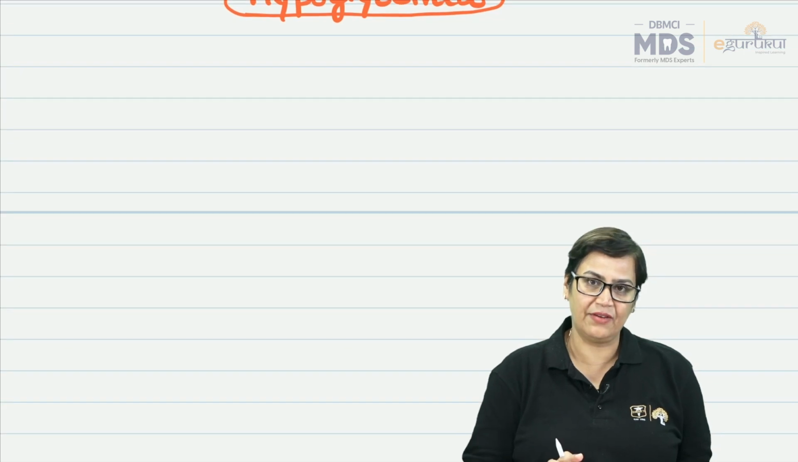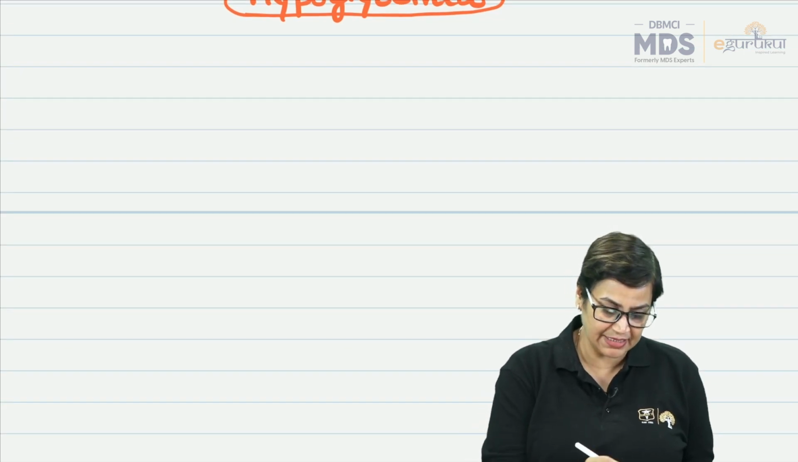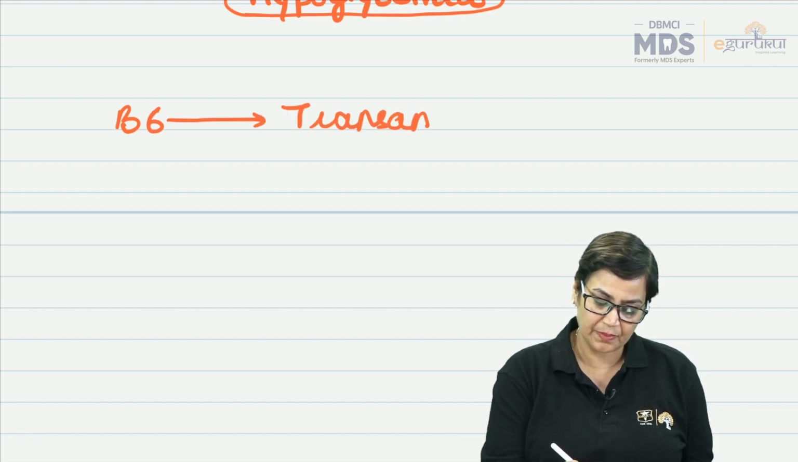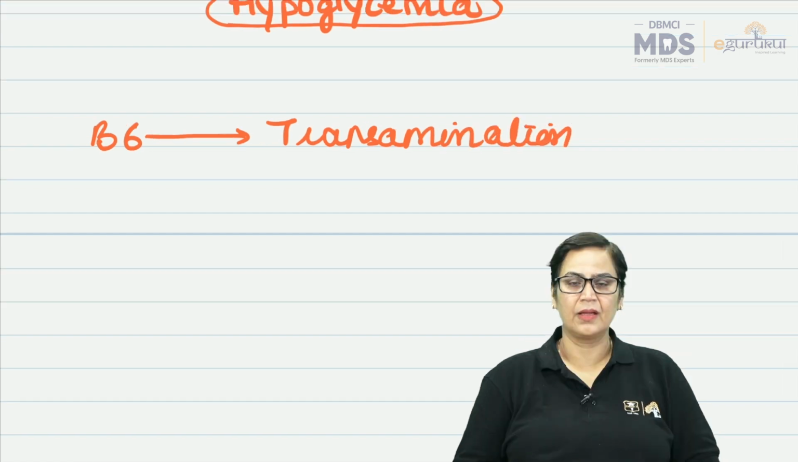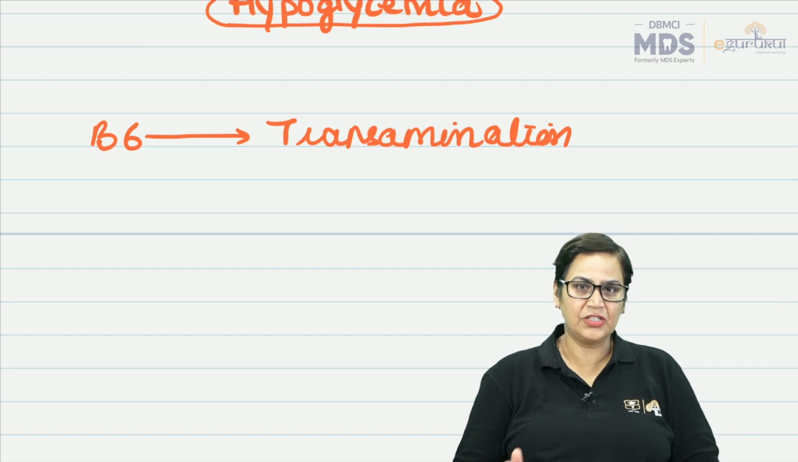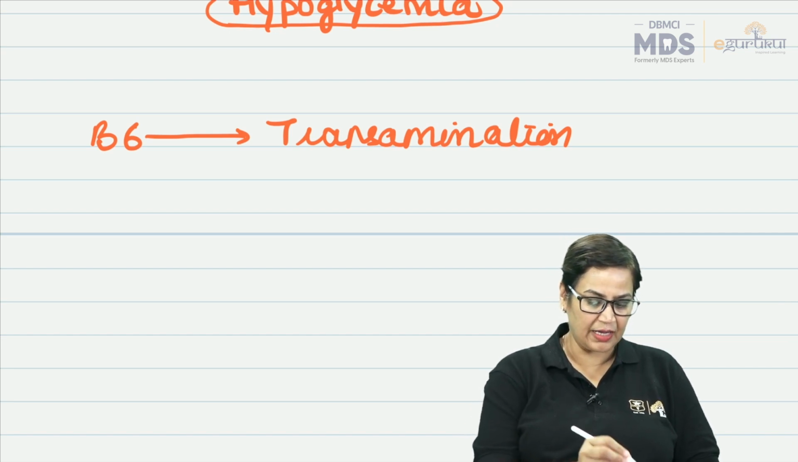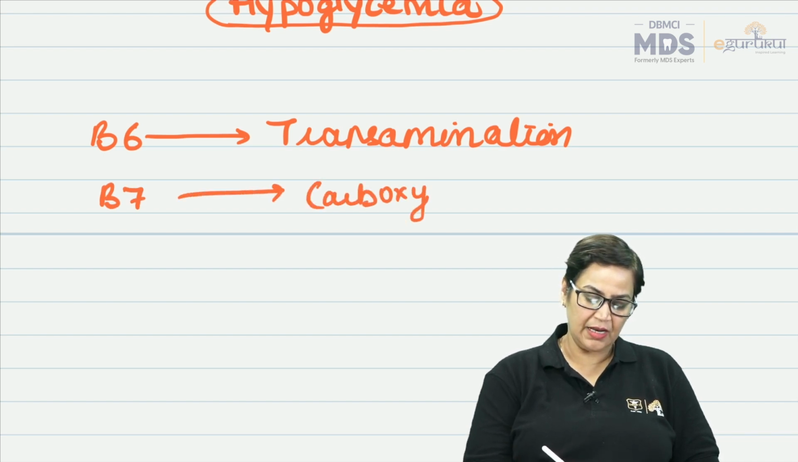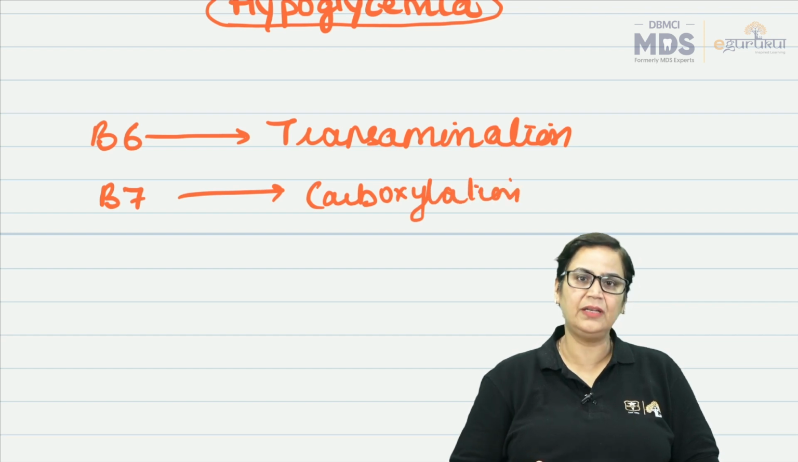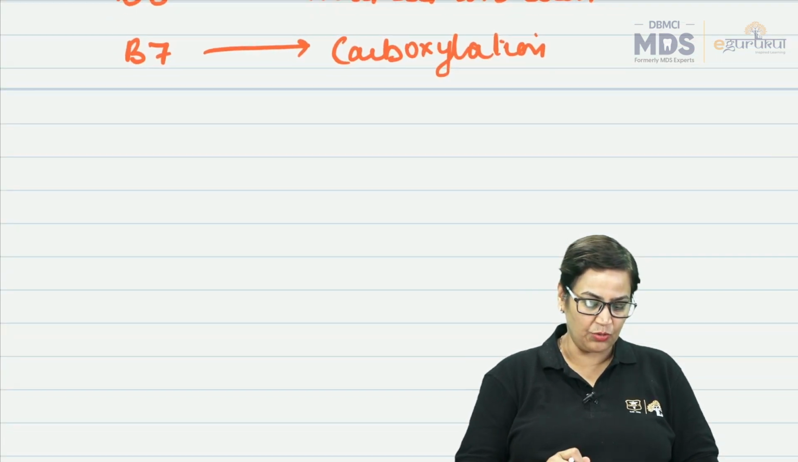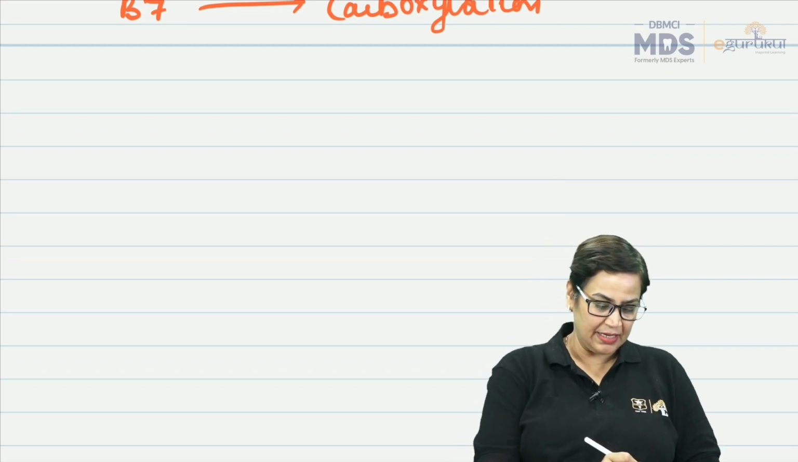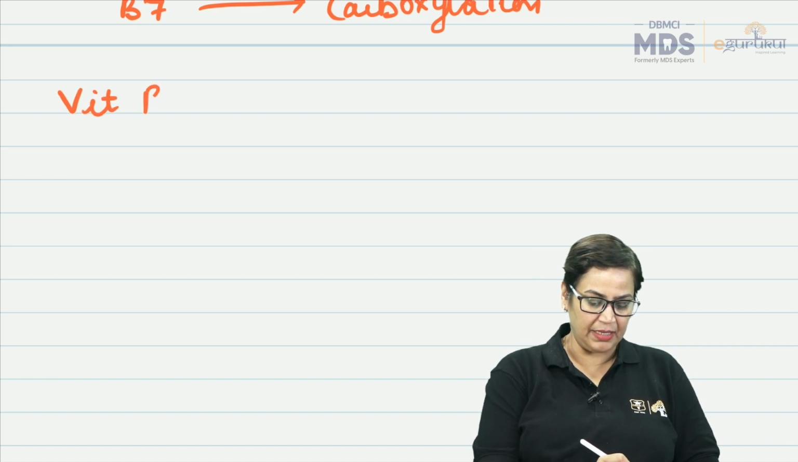So this is B7. If I have to summarize, I can say that as B6 is for transamination, B7 is for carboxylation. Remember this, for carboxylation. Now, so far we have covered B1, B2, B3, B5, B6, B7. Then we come over to hematopoietic vitamins, which come under again B complex. First is vitamin B9.